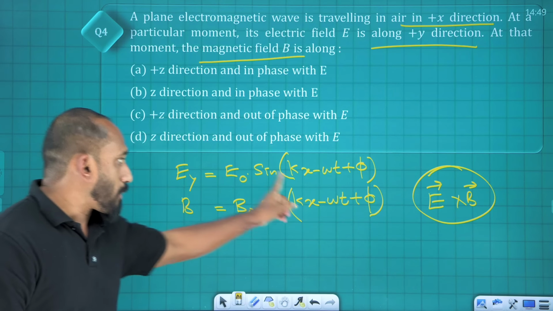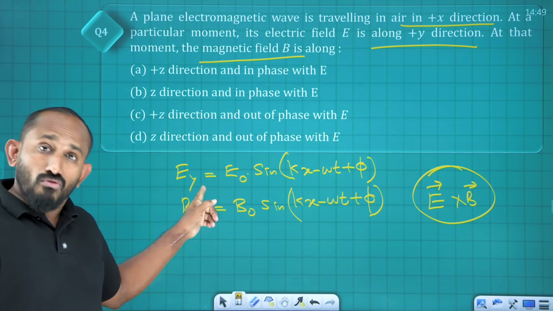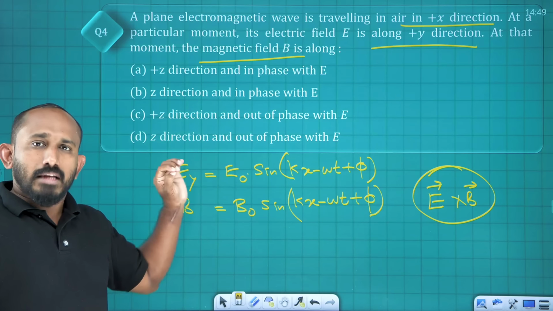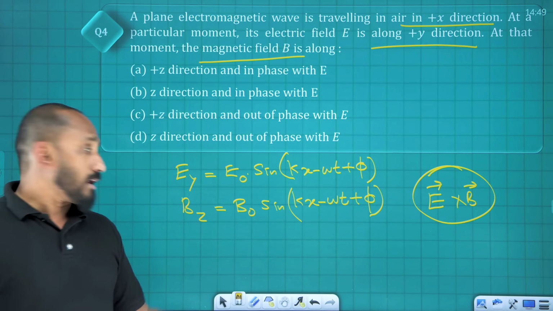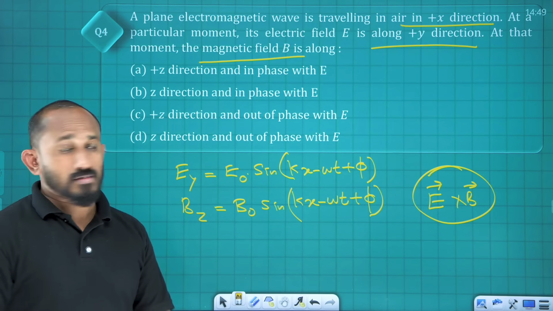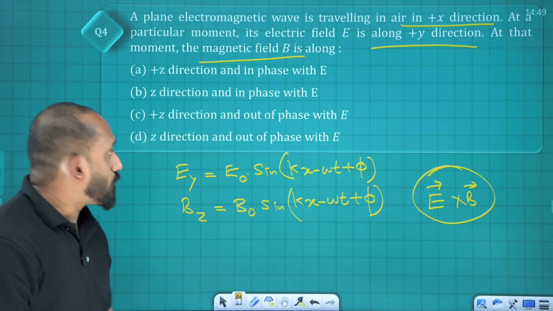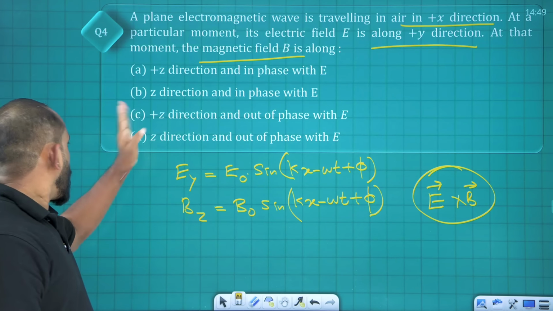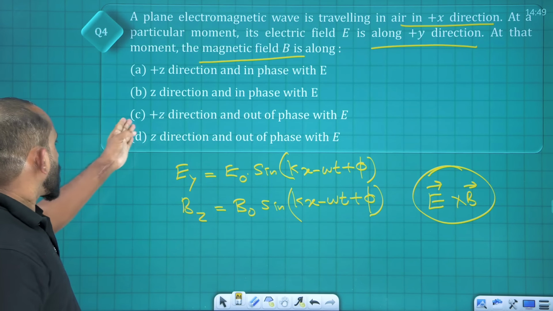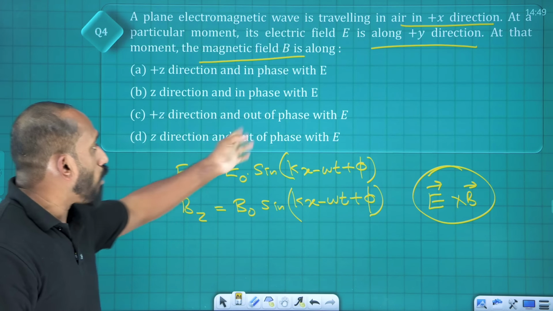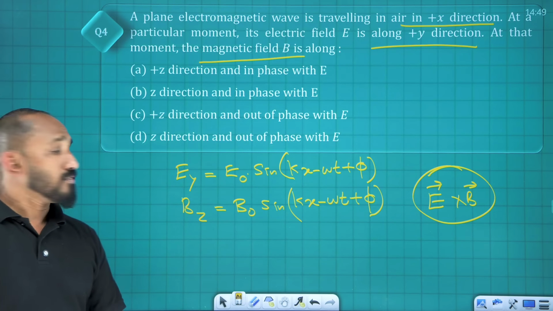Hence, the propagation is along the positive x direction and E is along the positive y direction, so of course B will be along the z direction and also in phase. So the options, let's see. A, positive z direction and in phase with E. B, negative z direction and in phase with E. C, positive z direction and out of phase with E. D, negative z direction and out of phase with E.